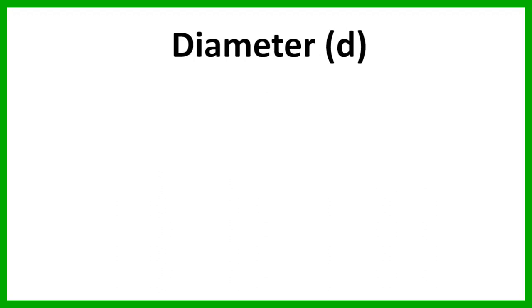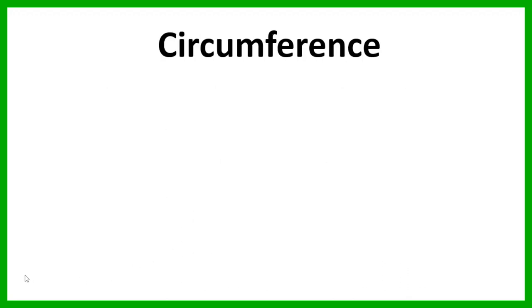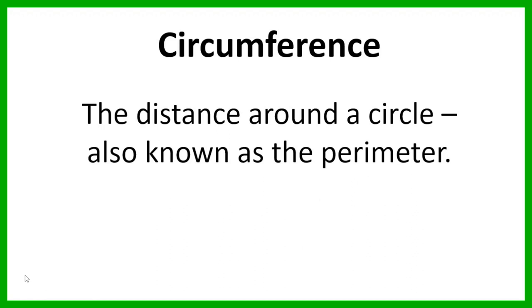Then we've got the diameter, which is the length of a straight line that passes through the center of the circle and touches two points on the edge of the circle. So basically, the diameter cuts the circle exactly in half. And the diameter is the same as two radii that have been put together. Okay, so it's two times the radius. Then we've got the circumference, which is just another name for the perimeter of a circle. Okay, it's the distance around the circle.